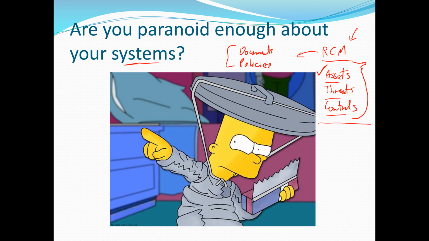So you want to identify all your assets, then identify what the threats are, and then identify the controls. The controls are the things that you will put in place. Once you've identified all that, and you've written your policies and documents, then you start looking at the controls that you're going to put in place. And those are things like technical things.